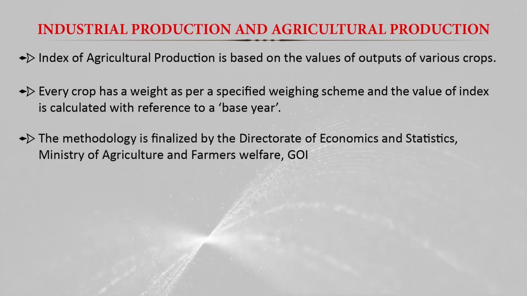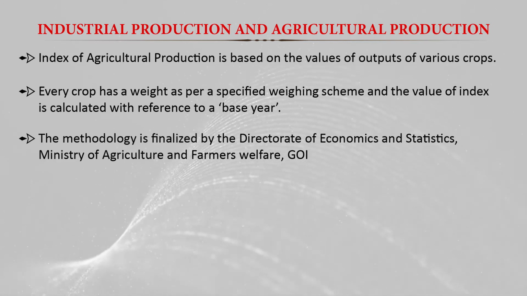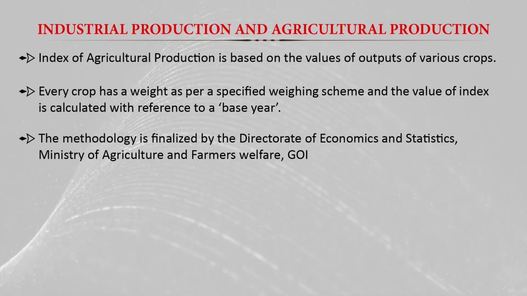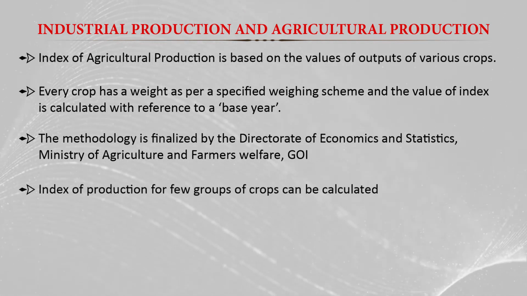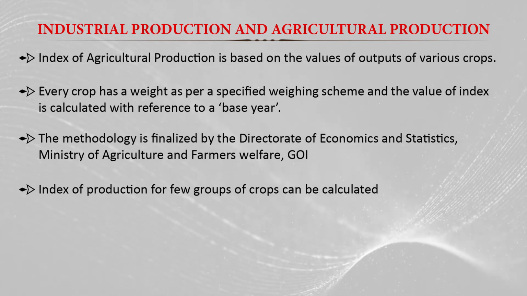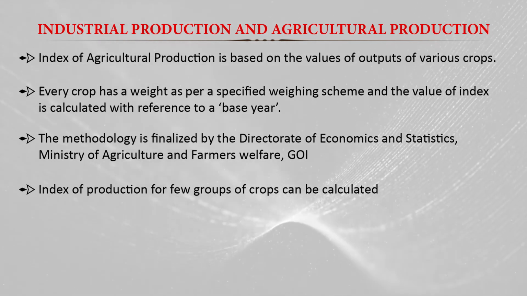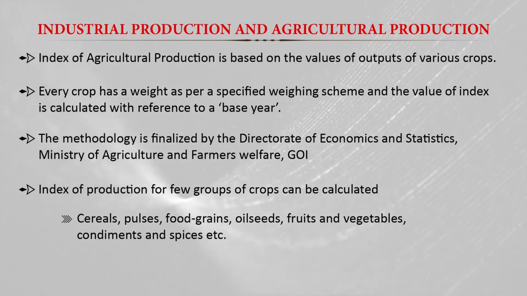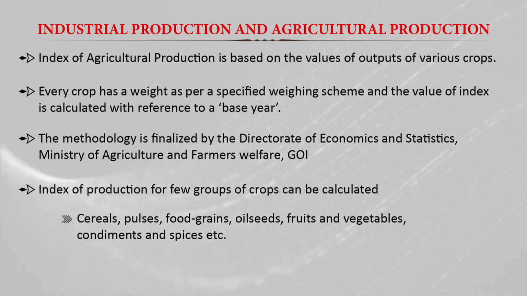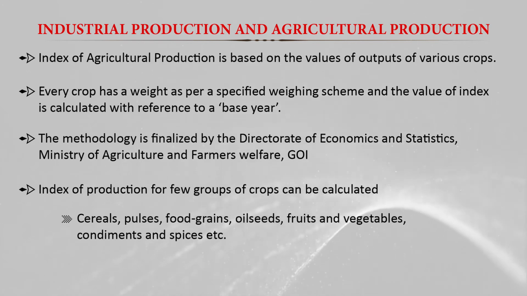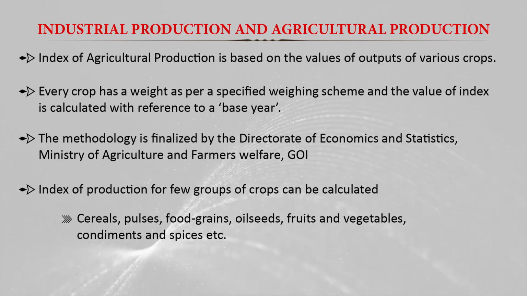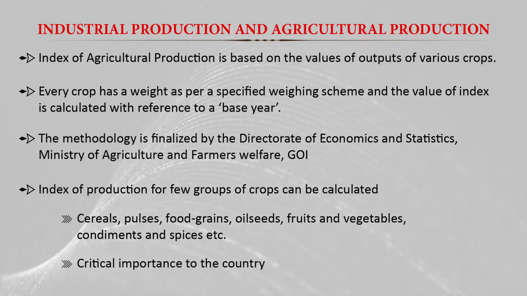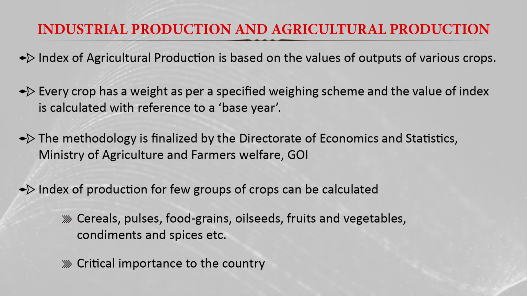The methodology is basically finalized by the Directorate of Economic Statistics, Ministry of Agriculture and Farmers Welfare, Government of India. And the index of production for a few groups of crops can also be calculated, like cereal production, pulses production, food grain production, oilseed production, fruit and vegetable production. So different groups can be made from crops of a similar nature, and we can have the production index for each group. And the calculation of this index is very critical to the country's economy.